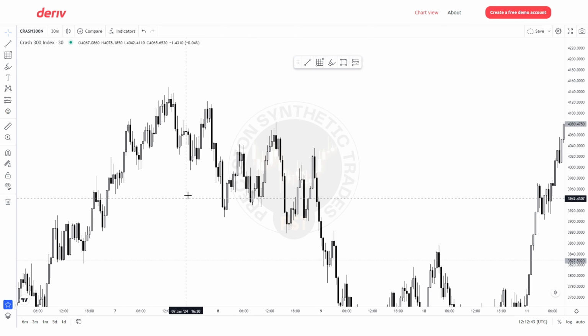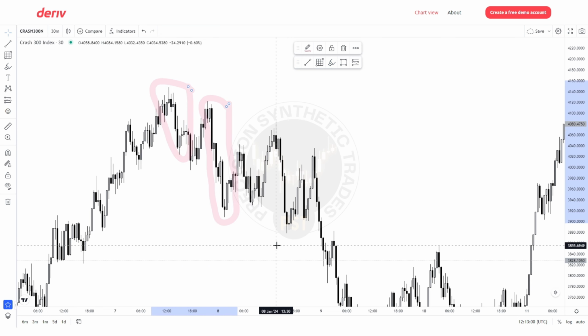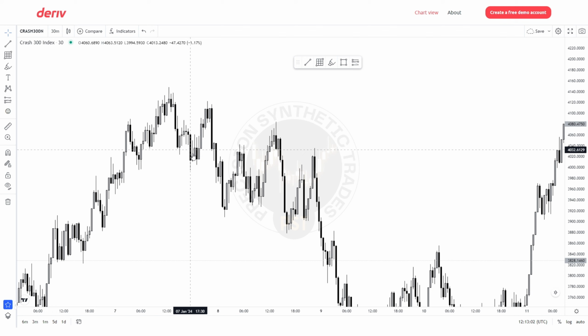Let me show you an example here. Now, which one would you classify as the more impulse move? This one or this one? Probably this one, right? Because you can see it moved away a lot quicker than that one. So let's have a look what's happening here.